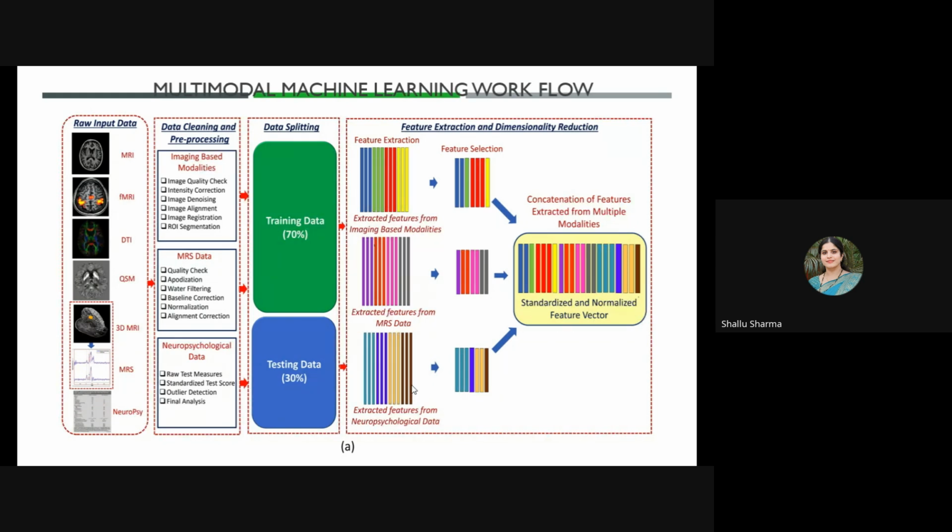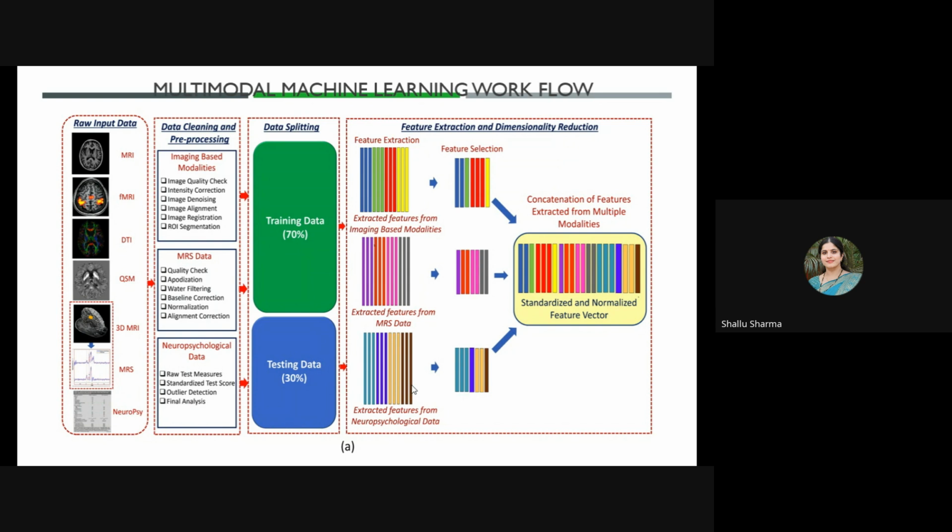And then for MRS data, as this is signal data, it has a different kind of processing pipeline. In our lab, we had a MATLAB-based framework known as Kalpana, where we process our MRS data. First, we do the quality check, then apodization, water filtering, baseline correction. These are all performed over the MRS data in order to extract precise information, which gives the information related to the concentration of matter.